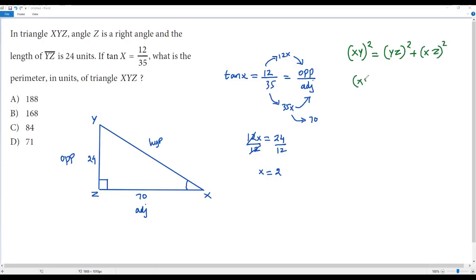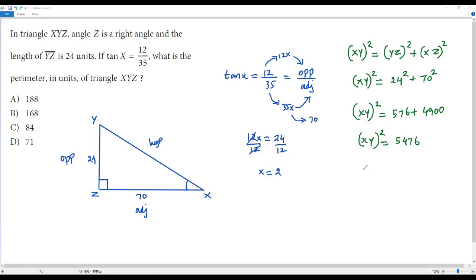Okay, here XY squared equals, the length of YZ is 24. Let me plug in 24 for YZ, and for XZ we have 70. Then we have 70 squared. XY squared equals the value of 24 squared is 576, and the value of 70 squared is 4900. Okay, XY squared equals, when I add these two numbers, I am getting 5476.